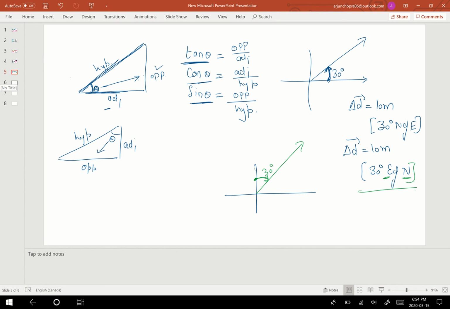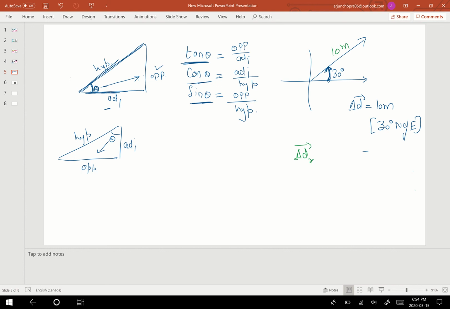Let's go back to the question. This was the original question, with 10 meters. I'm going to erase this so that it does not create any confusion in our work. I wanted to find the displacement of the person in the x direction, delta dx, and delta dy. Basically I wanted to find the components of this vector in the x direction and y direction.